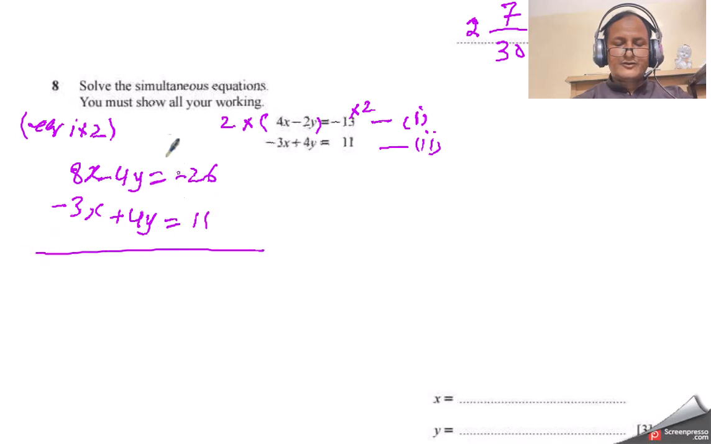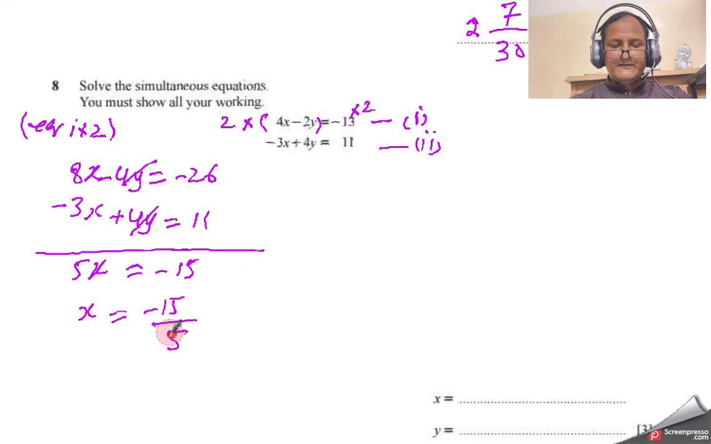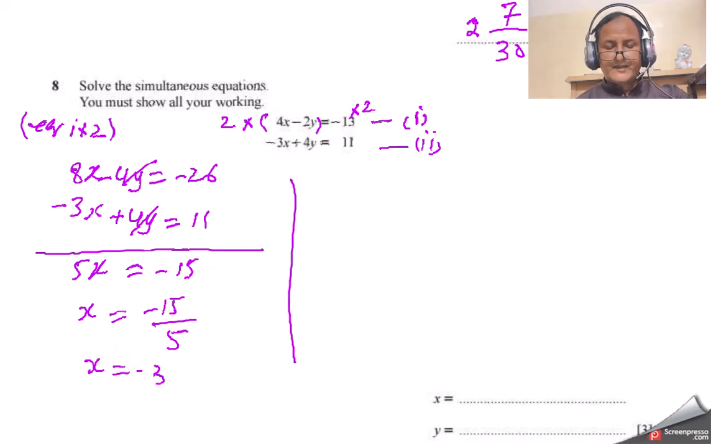Now we add them: 8x minus 3x gives us 5x, and minus 4y plus 4y is gone, and minus 26 plus 11 gives us minus 15. Then x equals minus 15 by 5, so x equals minus 3. Now we're supposed to find y.